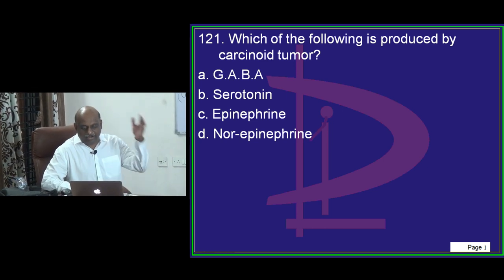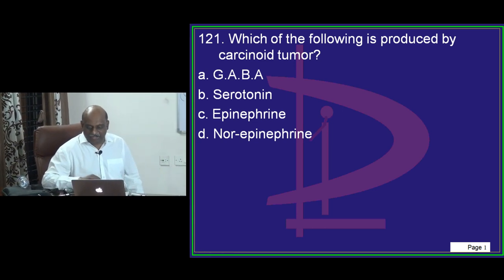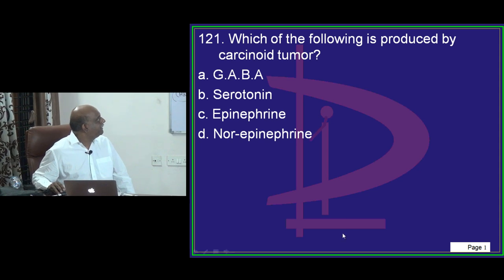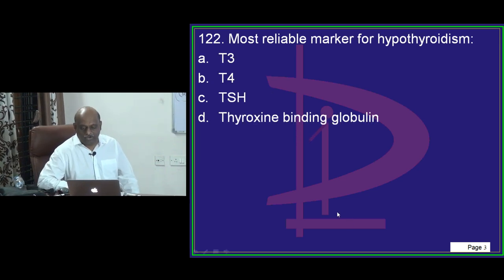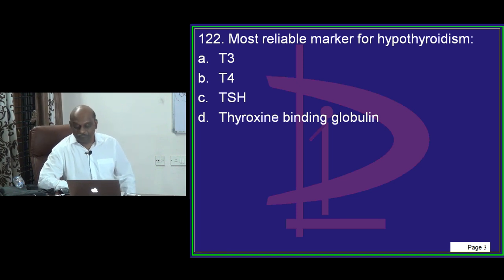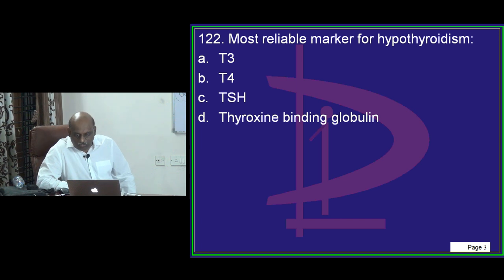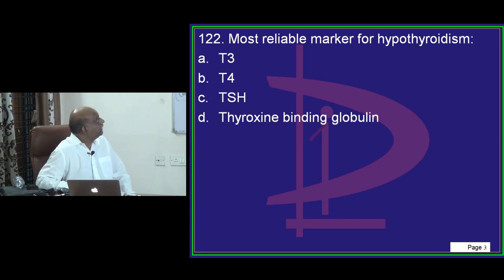Very good. Already, all of you are saying serotonin. That's good. Most reliable marker of hypothyroidism should be the answer. Yes, doc. So I can see hypothyroidism.